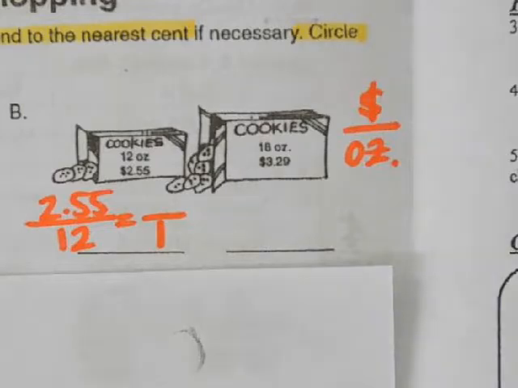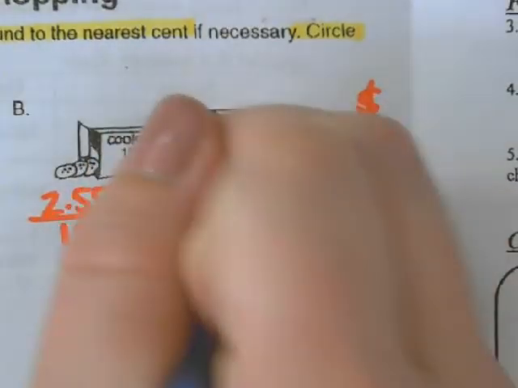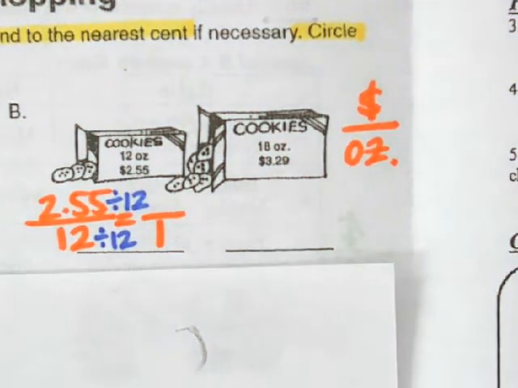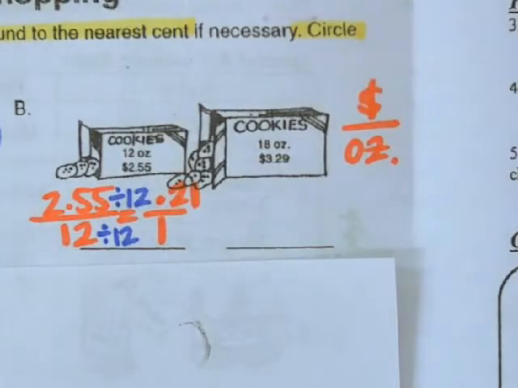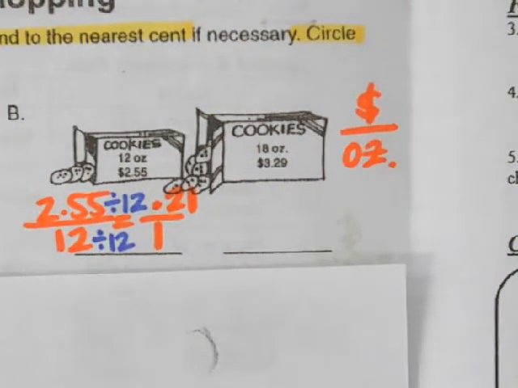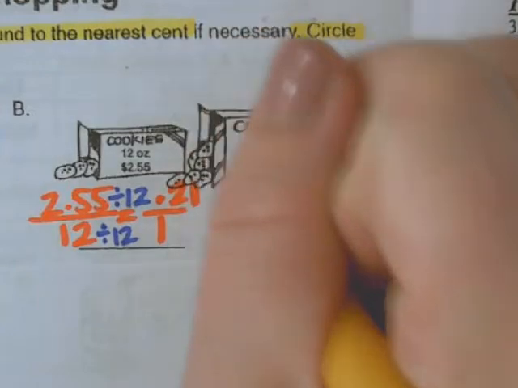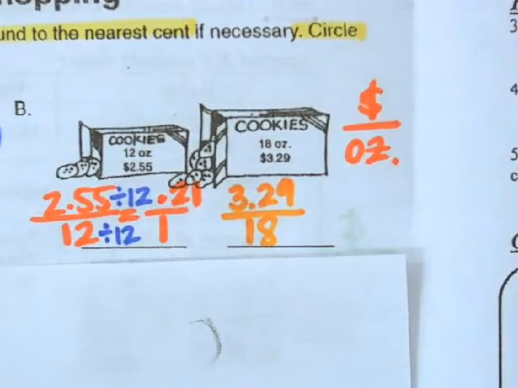In order to do this, I'm going to divide the top and the bottom by 12. Doing $2.55 divided by 12 tells me that it is 21 cents for 1 ounce. Now, let's compare this information with the other box of cookies. Now, on this box of cookies, it cost me $3.29, but it's 18 ounces of cookies.